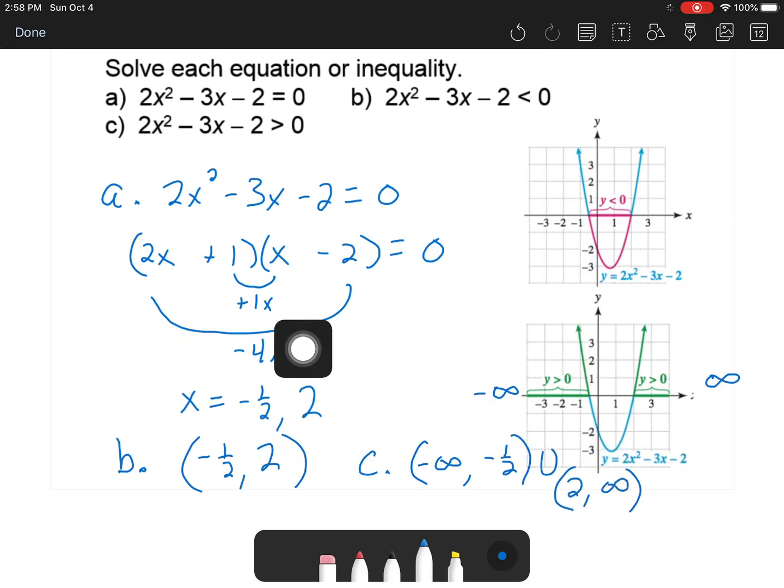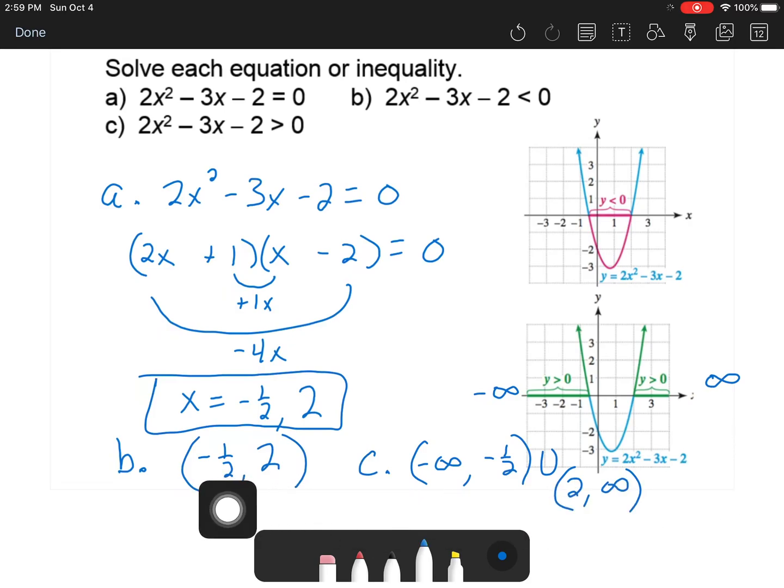Okay, so that's everything. So part A is just solving the equation. You just have two answers. That's it. When we're solving inequalities, we're going to have intervals for our solutions. All right.